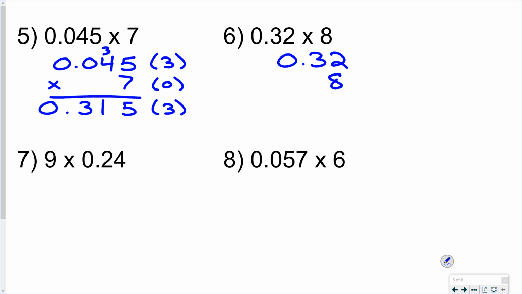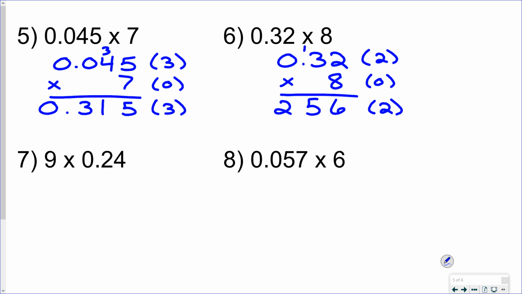32/100 times 8. 8 times 2 is 16. 8 times 3 is 24, plus 1 is 25. There are 2 digits after the decimal point here, none here, for a total of 2 digits after the decimal point. So your answer would be 2 and 56/100.